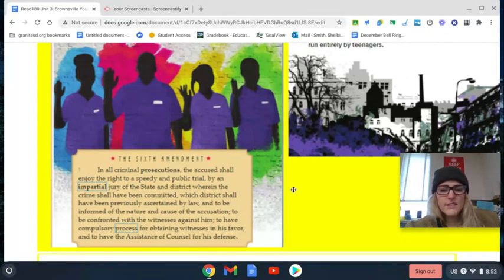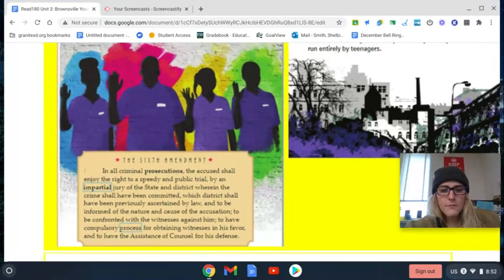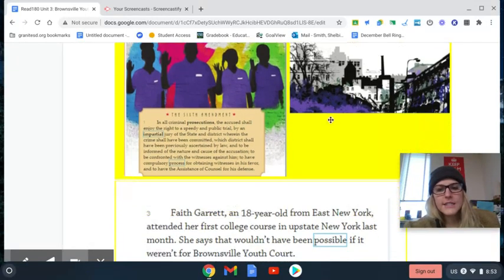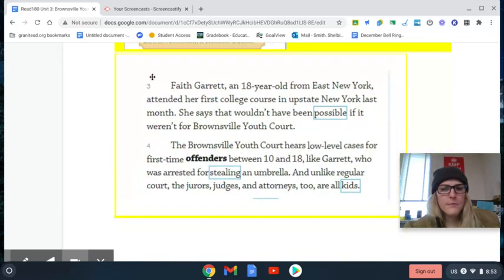So basically what that says is if you commit a crime, you are entitled to a fair and fast trial. You don't have to sit in prison for years and years and rot before your trial. You get a trial first. And you have the right to people who will help you in that trial, like a lawyer or an attorney. Okay? So the second paragraph right here says, this Brooklyn court helps kids stay out of jail, and it's run entirely by teenagers.